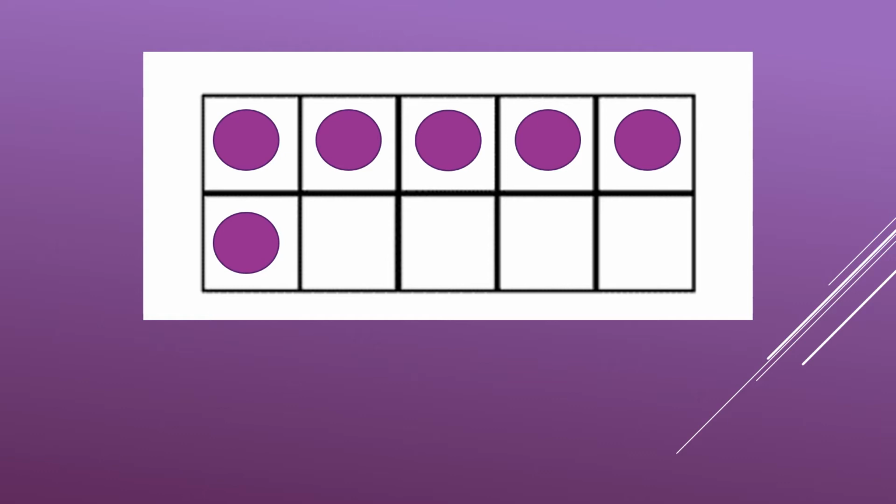Now tell me how many dots are there. Great, there are 6 dots. Now tell me how many dots are there. Yes, there are 7 dots. Children, as I said before, whenever we do this activity, we should not count the dots. We should estimate the dots by keeping this 10 frame in our brain.